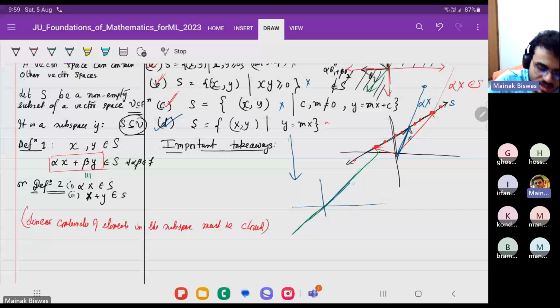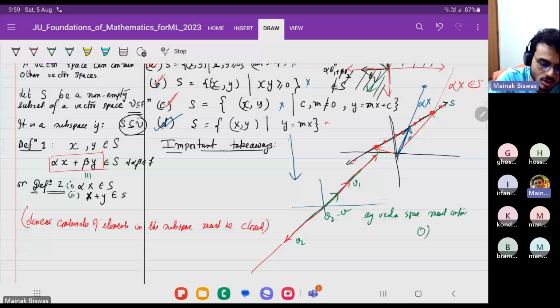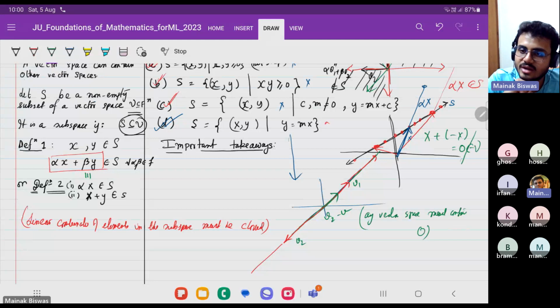See, you take this vector along this line, you scale it up, it still stays on the line. You take a negative, still on the line. You take a resultant vector, it's just v2 minus v1, and you will just have a magnitude along this. So any vector space must contain 0. I could have shown this an easier way: x plus minus x is equal to 0, which is not in the vector space. If 0 is not in the vector space, it's not a vector space. Understood? So 0 must be there.